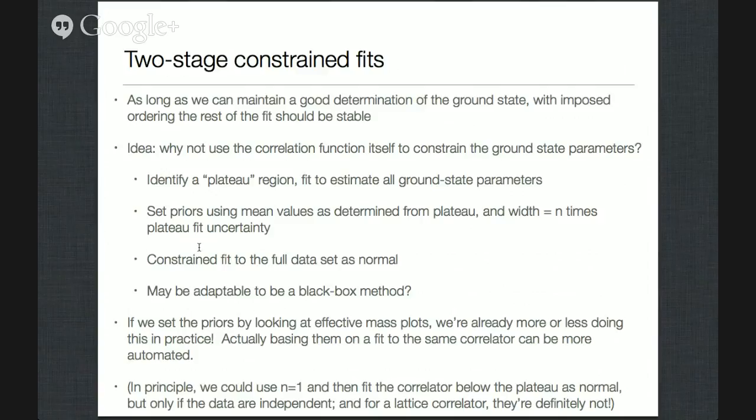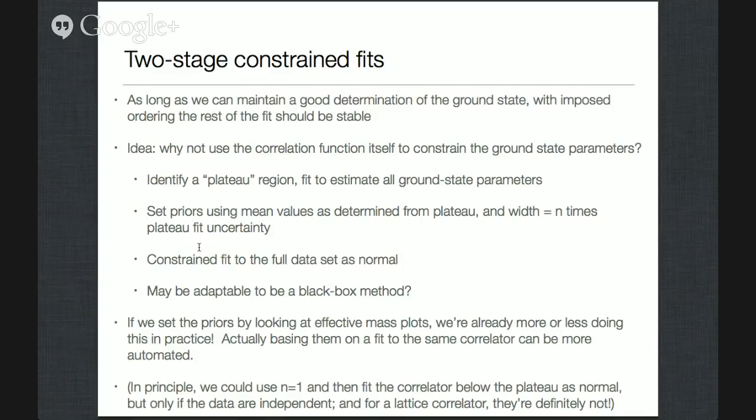So you fit the ground state out in the plateau where that's dominant, and then you use that to set the priors, and then do the full fit to all the data. In principle, you don't have to inflate these error bars. If the data were not correlated with each other, you could do these two fits separately and set the prior widths to one. It would really be prior information you could input into the other fit.